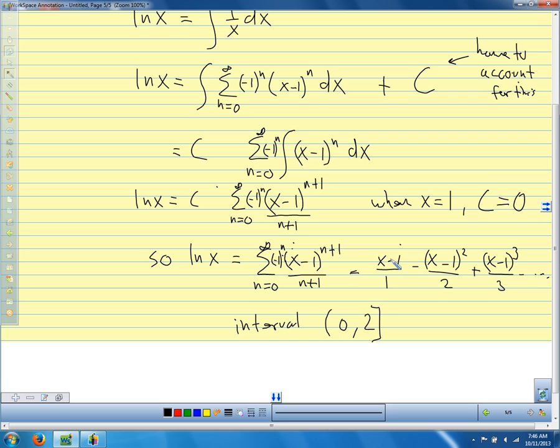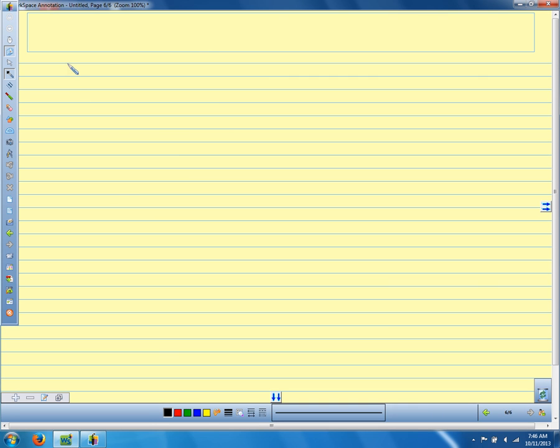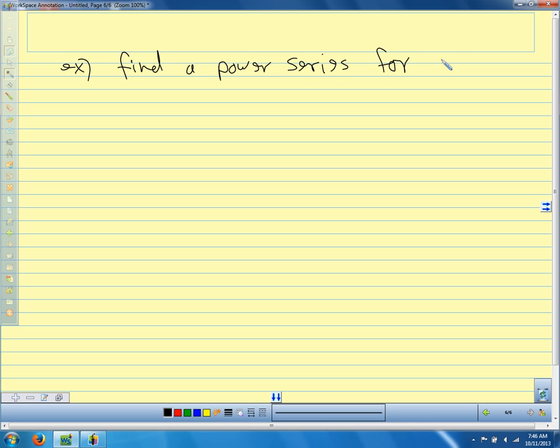I want to look at one more, and this one's my favorite. This is my favorite thing that we do in power series, this next example. We want to find a power series for f of x equals inverse tangent of x. So think about generating Taylor polynomials for inverse tangent of x. Think how tedious that would be.